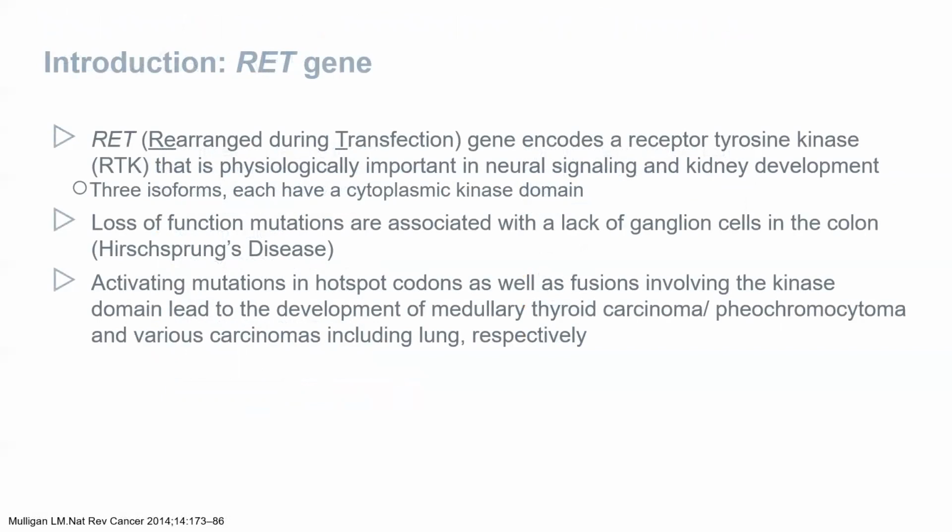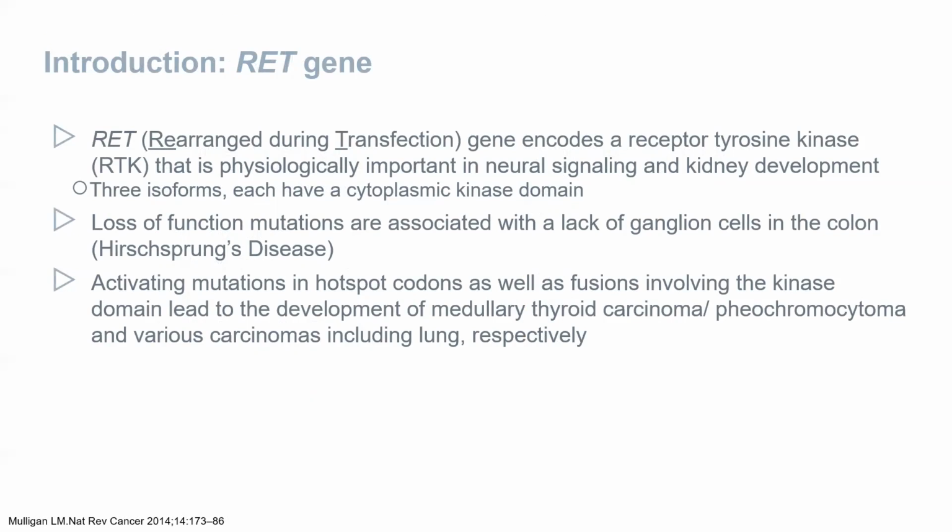So the RET gene is located on chromosome 10 and stands for rearranged during transfection, as the DNA sequence of this gene was originally found to be rearranged within a 3T3 fibroblast cell line following its transfection with DNA taken from human lymphoma cells. This gene encodes a receptor tyrosine kinase that is physiologically important in neural signaling as well as kidney development. While loss of function mutations are associated with Hirschsprung disease, characterized by the absence of ganglion cells in the colon in babies, activating alterations are present in cancer.